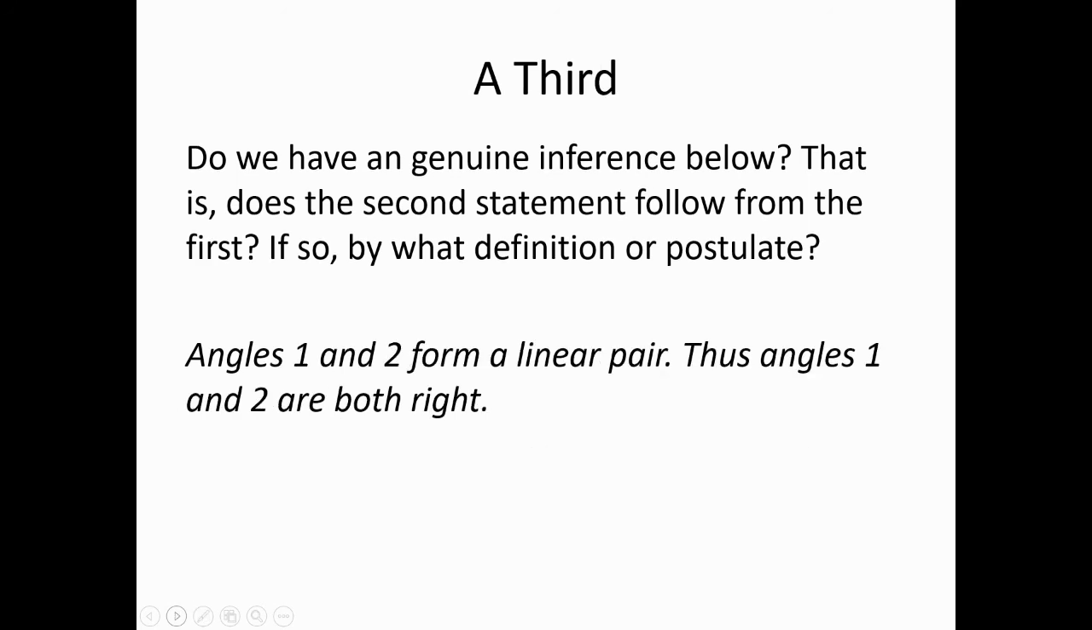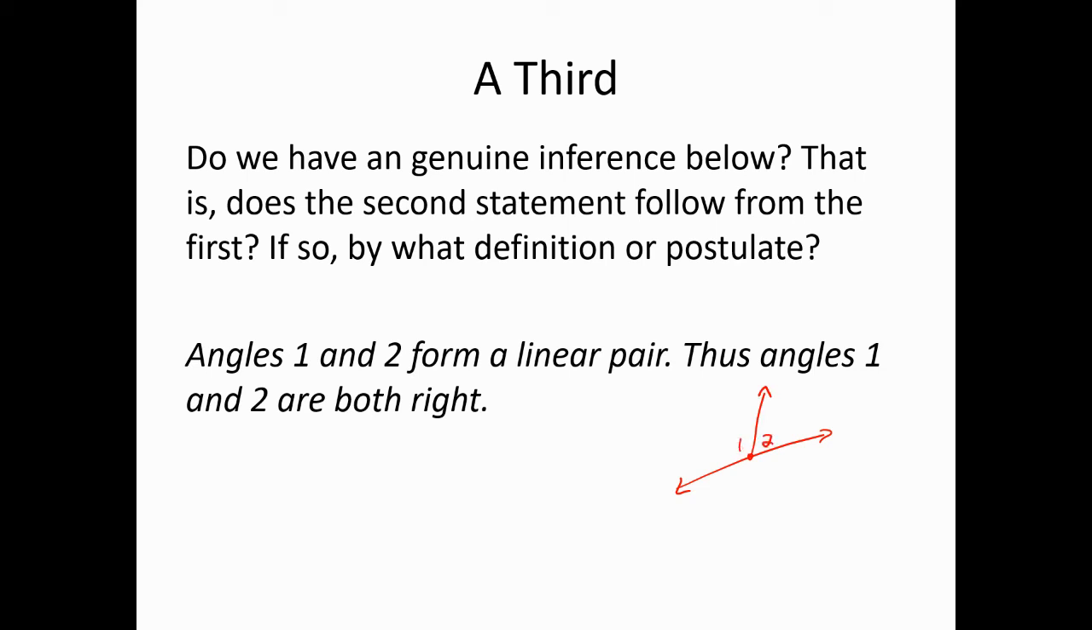Okay, so how about this one? Angles 1 and 2 form a linear pair, thus angles 1 and 2 are both right. Well, perhaps a picture to illustrate this. So let's create a linear pair. To create a linear pair, you draw a line, and then you choose a point on the line, and from that point you construct a ray.